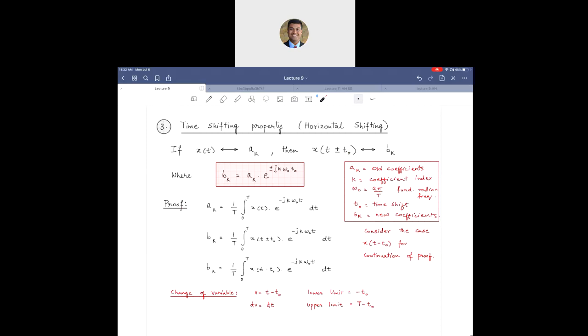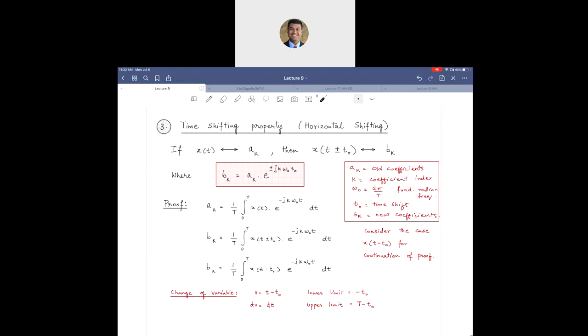All right, let's quickly prove this time shifting property. Start with what we know. We know that x of t has the Fourier series coefficients a sub k. So a sub k can be written as 1 over T integration from 0 to T of x of t e to the minus j k omega naught t dt. The Fourier series coefficients of the shifted signal can be written as b sub k equals 1 over T, integral from 0 to T of x of t plus or minus t sub 0, e to the minus j k omega naught t dt.